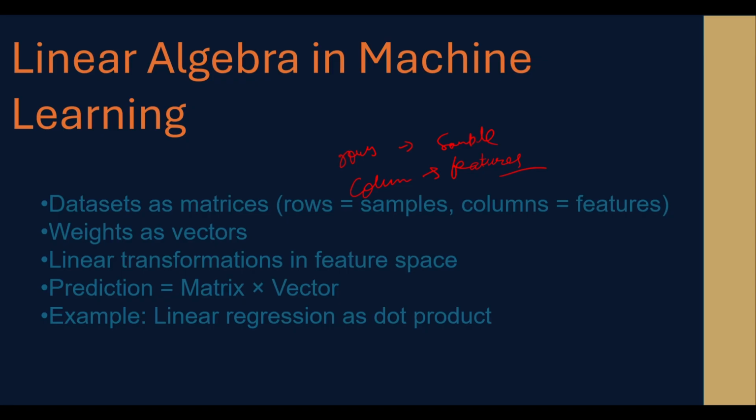Okay, so the weights we learn are usually stored in a vector. The predictions are made using matrix-vector multiplication. Suppose, for example, in a linear regression, the prediction is simply the dot product of the input features and weight vectors. So, this shows how linear algebra is at the heart of machine learning algorithms.